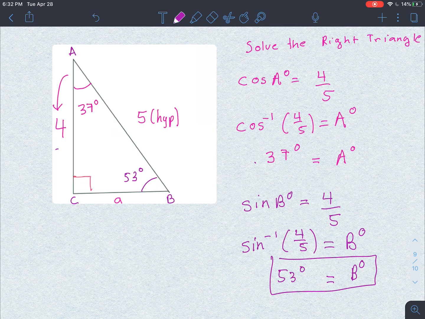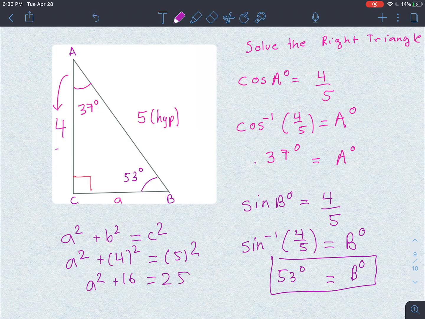And then the last part is finding what side A is. You can remember that it's a 3, 4, 5 triangle, or you can use Pythagorean theorem, just for fun, because we enjoy doing math. Oh, sorry, that shouldn't be c squared. That should be 5 squared. And you will get 3 at the end. And you have successfully solved the right triangle.